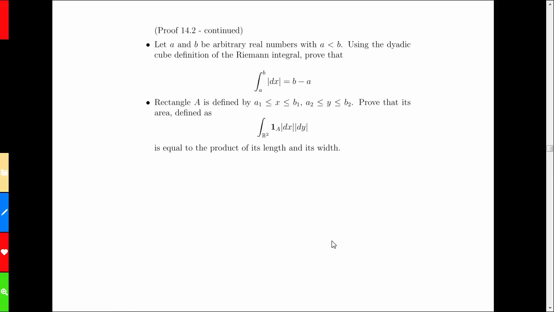Now let's go on to the next part. A and B are arbitrary real numbers. Think of them as being irrational because that's the interesting case. And A is assumed to be less than B. What we want to prove is that the integral of the constant function 1 from A to B is equal to b minus a.